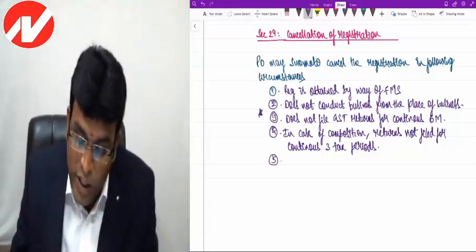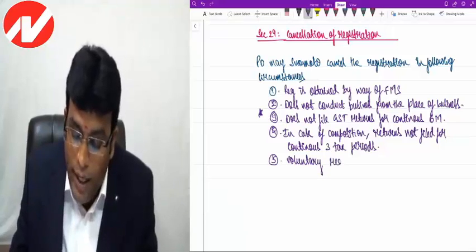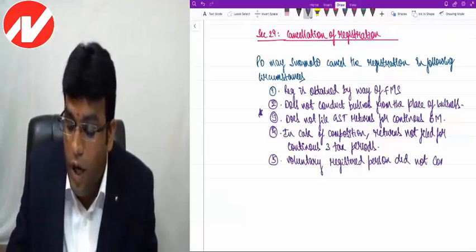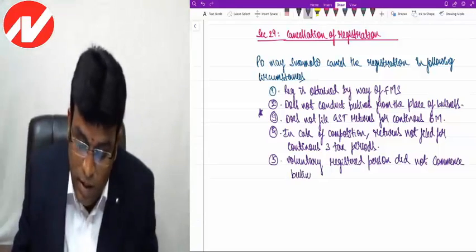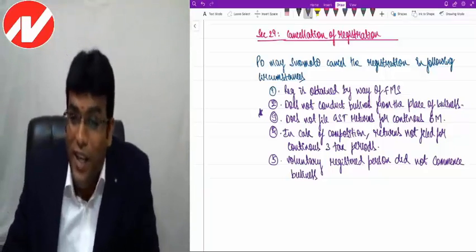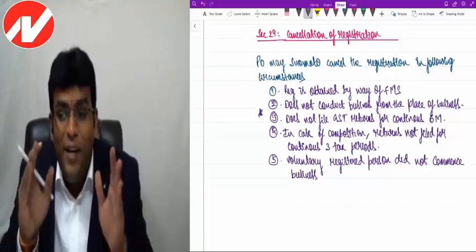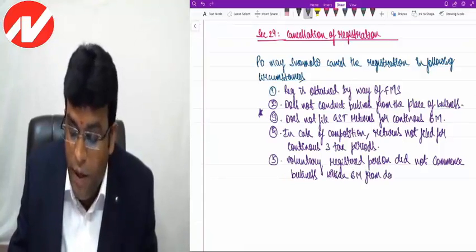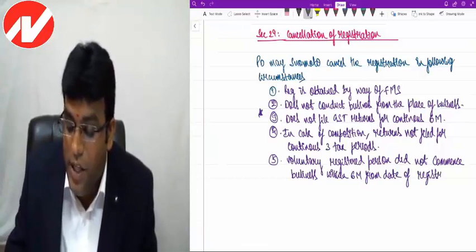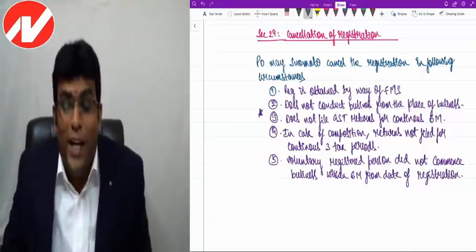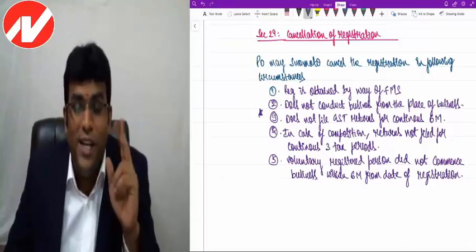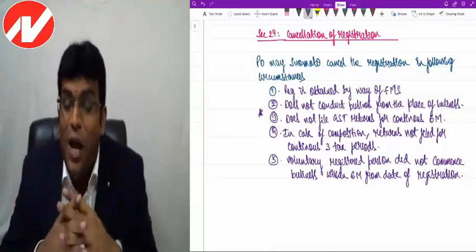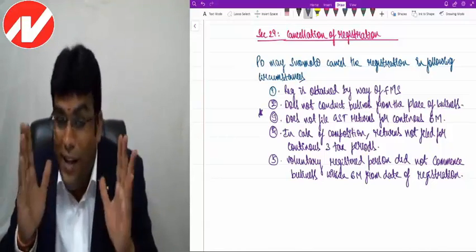Then the next point, this is also a very popular point. Voluntary registered person did not commence business within 6 months from the date of registration. He has taken registration voluntarily. Voluntarily means, we all know that any person is liable to be registered only if aggregate turnover exceeds 10 lakhs or 20 lakhs or 40 lakhs. But a person can obtain registration voluntarily also. This man has taken voluntary registration, but he did not commence business within 6 months. Then also the PO can cancel.